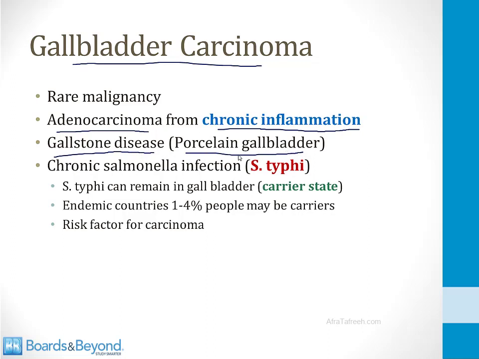A second way you can get gallbladder cancer that you should definitely know for step 1 is from chronic salmonella infection. Salmonella typhi can remain in the gallbladder in what's called a carrier state. These patients are asymptomatic, but Salmonella typhi is hiding in their gallbladder. And in endemic parts of the globe, 1 to 4% of people may be carriers and not know it. And these carriers of Salmonella are at risk for gallbladder carcinoma. And that concludes our module on gallstones.